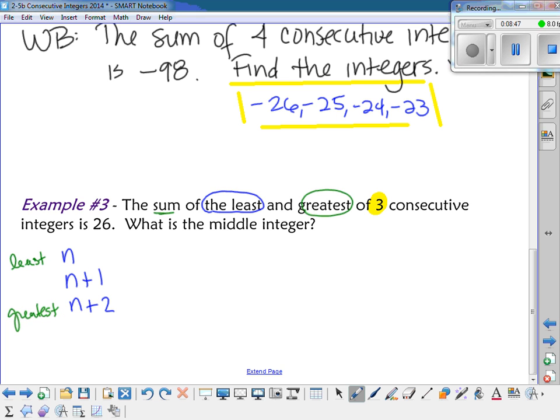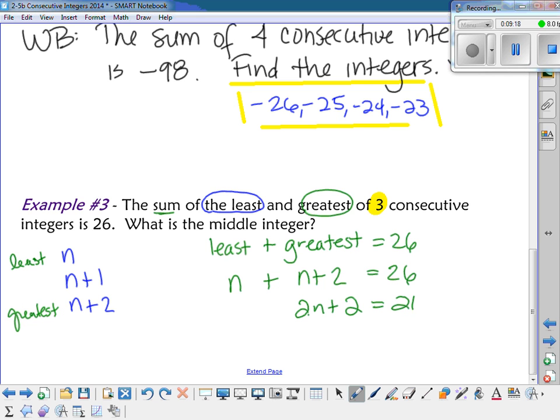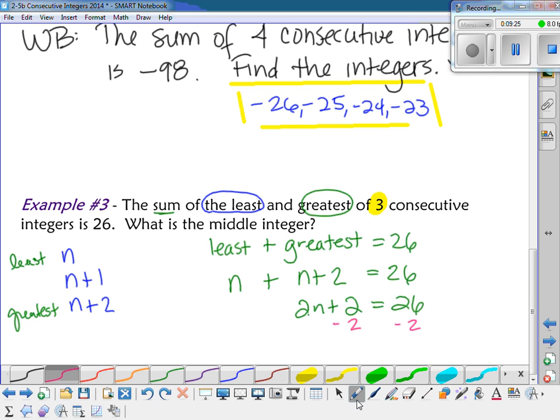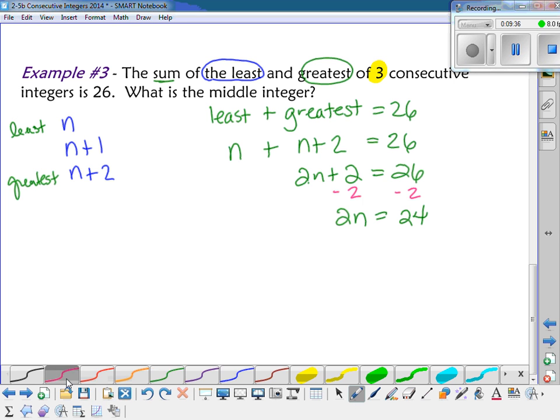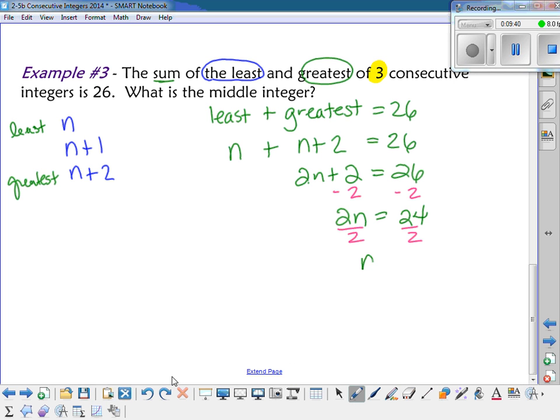So when I see the word sum, that means I am adding. So I'm doing the least plus the greatest. And that's going to equal what? 26. Okay, so now I just put the expressions in for the least. The least is n. The greatest was n plus 2. And that has to equal 26. So if I combine my like terms, I have 2n plus 2 is equal to 26. I subtract 2 from both sides. I get 2n is equal to 24. And then we just divide by 2. So n would equal 12.